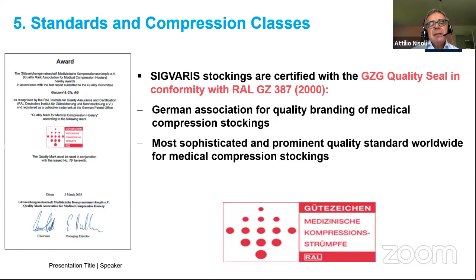The standards we are following is the RAL standard with SIGVARIS, and RAL is the German standard, the German Association for Quality Branding of Medical Compression Stockings. I think we can say it is the most sophisticated and prominent quality standard worldwide for medical compression stockings. So whenever you come across this label, it tells you this is the RAL standard, this is a very high standard.